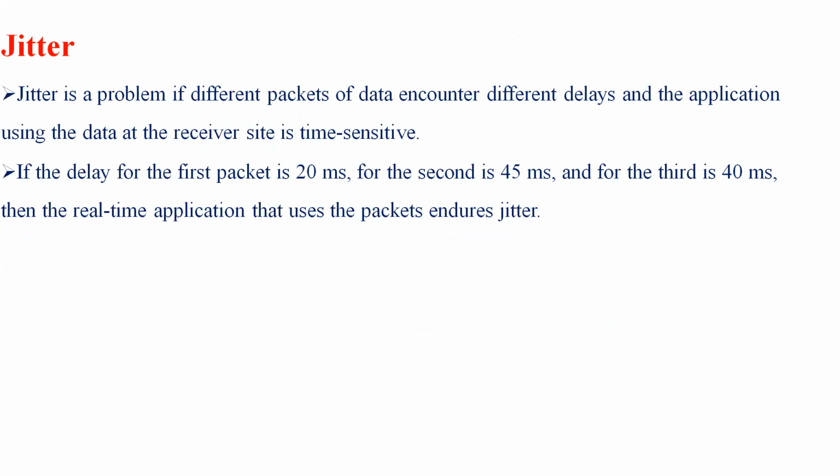The last is jitter. Jitter is a problem if packets of data encounter different delays, and the application using the data at the receiver side is time sensitive. These delays are called jitter. For example, if the delay for the first packet is 20 milliseconds, for the second is 45, and for the third is 40 milliseconds, then this packet stream induces jitter.